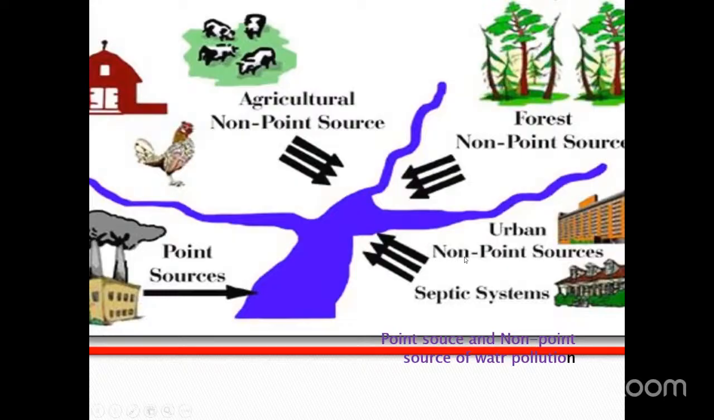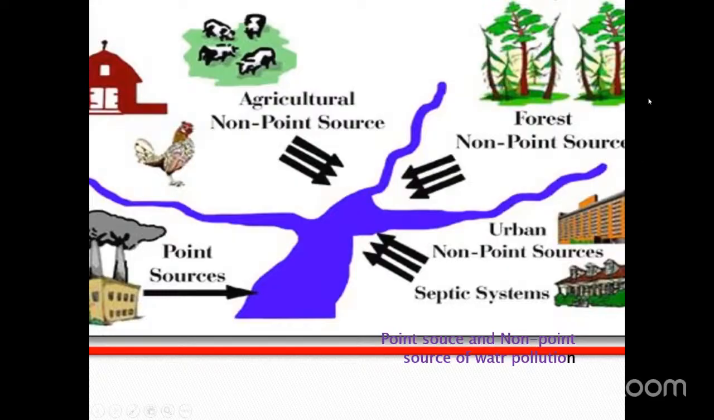And non-point source of water pollution is nothing but when the pollutants discharge from various sources. Could you please tell some examples? Agriculture fields, pollutants, industries, forest resources also.